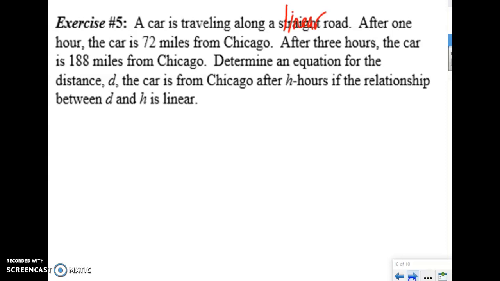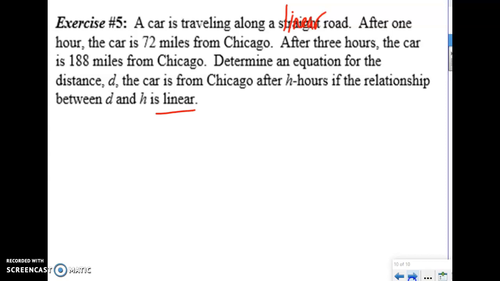And after 1 hour, the car is 72 miles from Chicago. After 3 hours, the car is 188 miles from Chicago. Let's determine an equation for the distance d that the car is from Chicago after h hours if the relationship between d and h is linear.